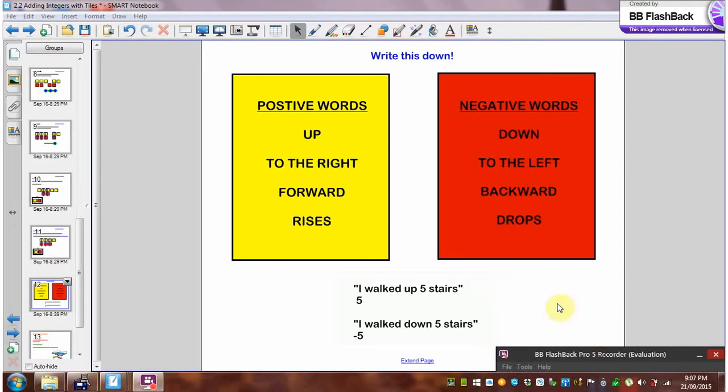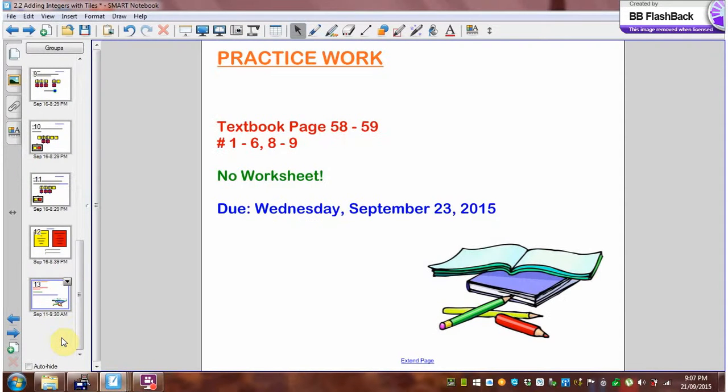Okay, I hope you have that written down. Now the last thing for this lesson, here's your practice work. Textbook page 58 to 59, number 1 to 6, 8 to 9. There will be no worksheet with this lesson. This is enough work here to get the idea across. And this will be due Wednesday, September 23rd.